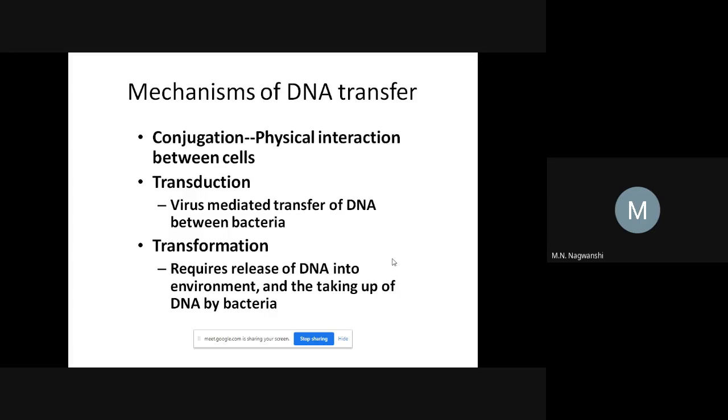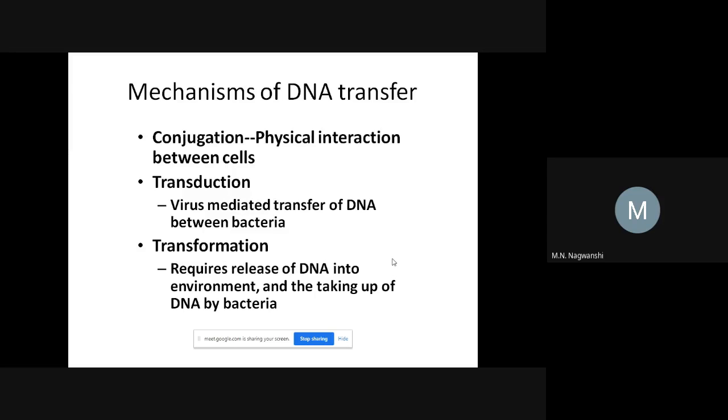One is conjugation, in which two bacteria contact with each other and develop a pilus, and the genetic material is transferred. The second is the transduction method, in which we use a virus as a mediator to transfer the desired DNA fragment into the bacteria.